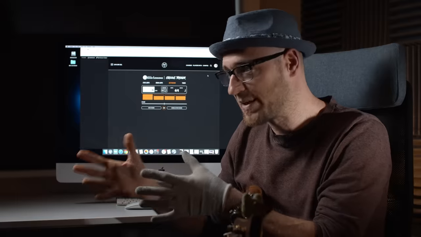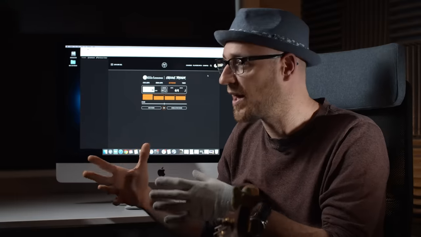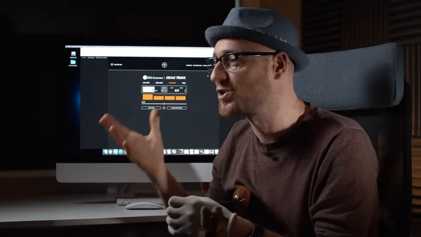So again, this could take up to a week to do, and that's fine, because what you're doing is you're actually working on the stuff that's going to make a difference. You're actually learning the fingerboard. You're actually learning the notes. There's no getting away from this.